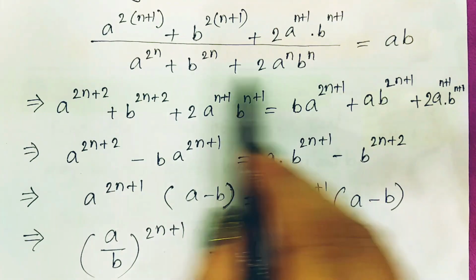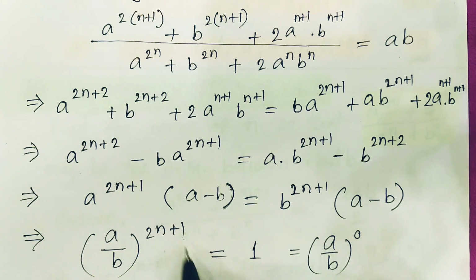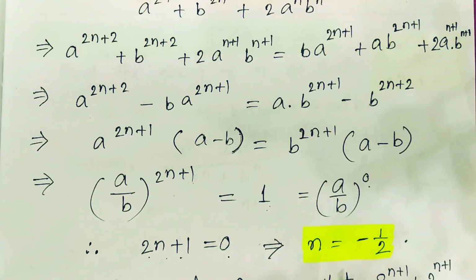After squaring and simplifying, we will find a by b to the power 2n plus 1 is equal to 1. That one we can write as a by b to the power 0. Now if we equate the powers, then 2n plus 1 is equal to 0, which implies that n is equal to minus 1 by 2. So that is a fixed value.